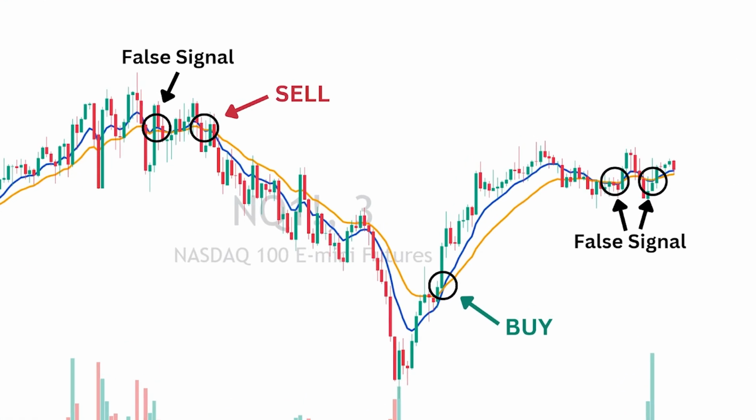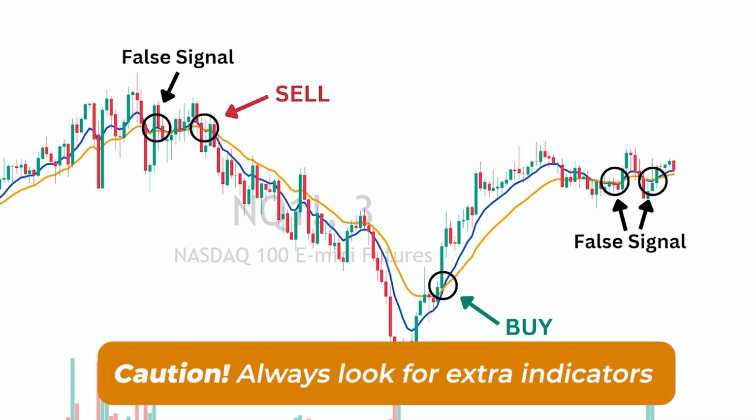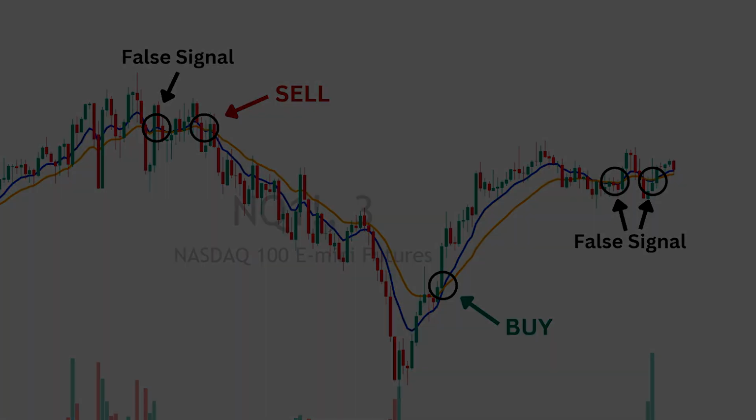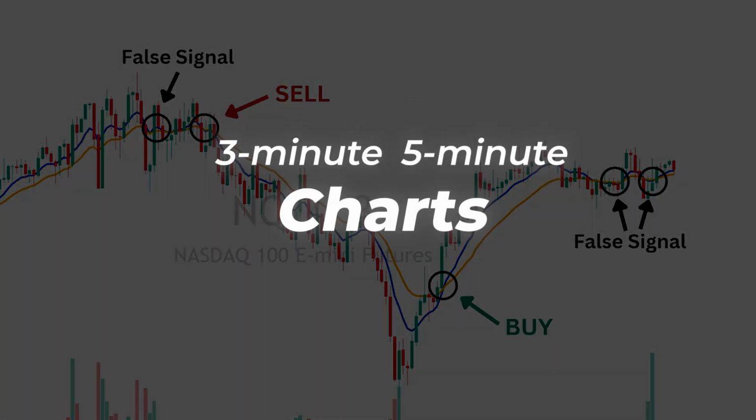That's why it's important to use this strategy with caution and always look for additional confirmation using other indicators before taking action. I typically use this strategy on 3-minute and 5-minute charts for day trading because these time frames show quick price movements, which are ideal for shorter term trades.